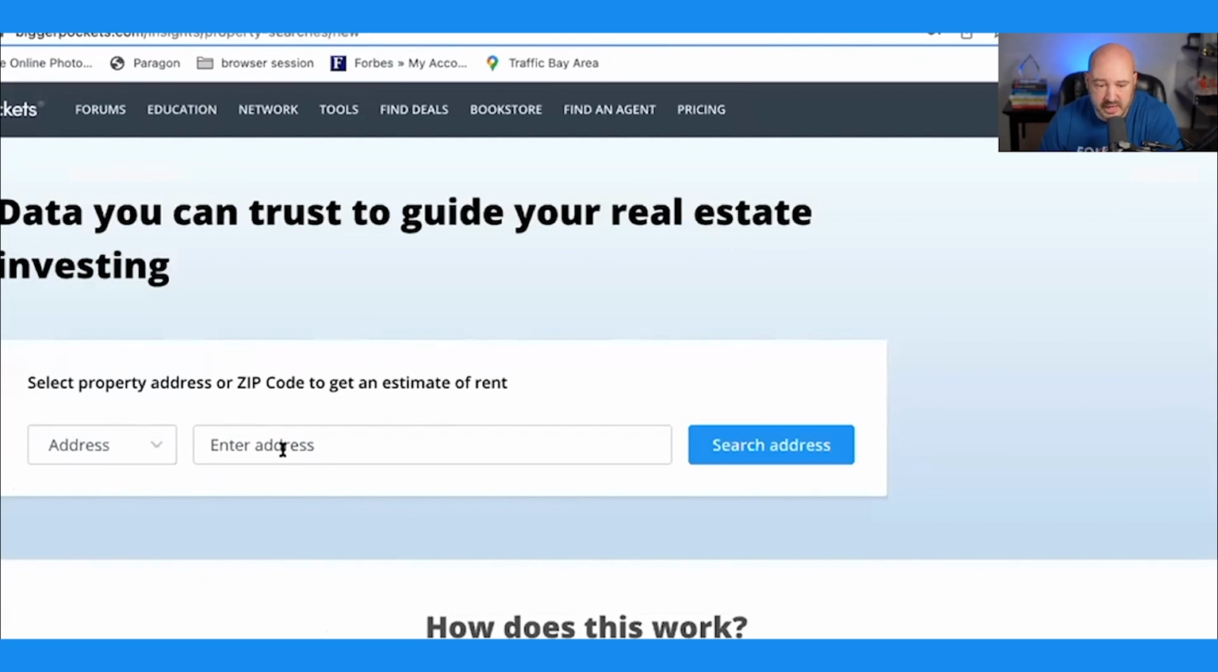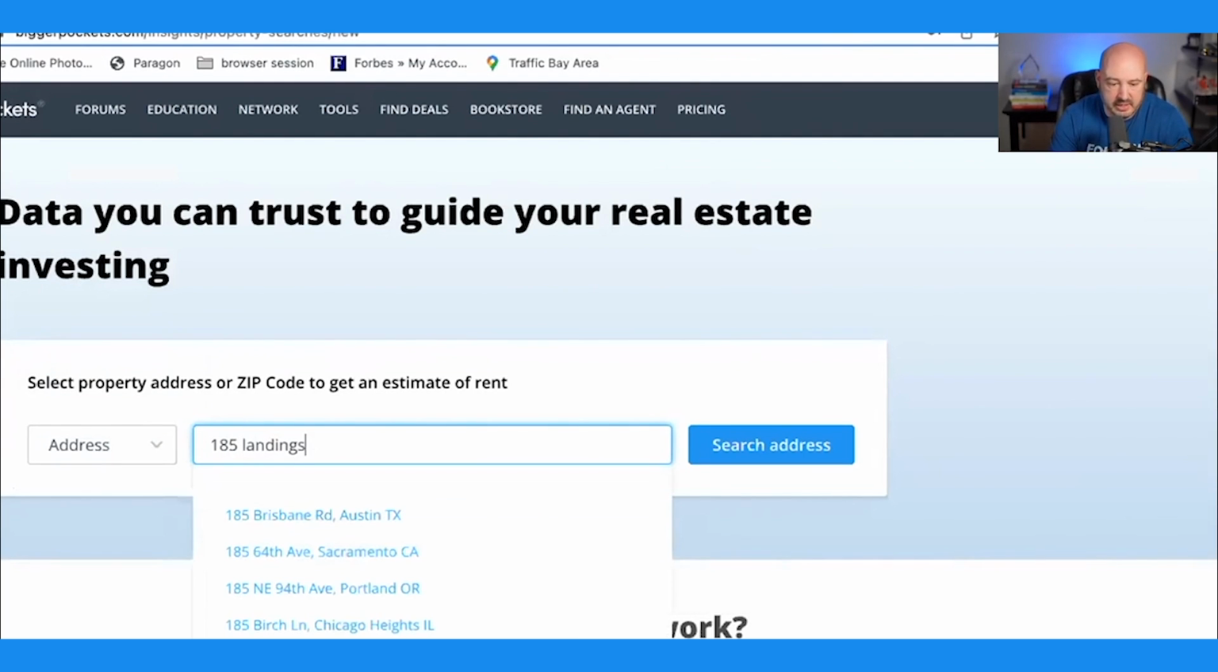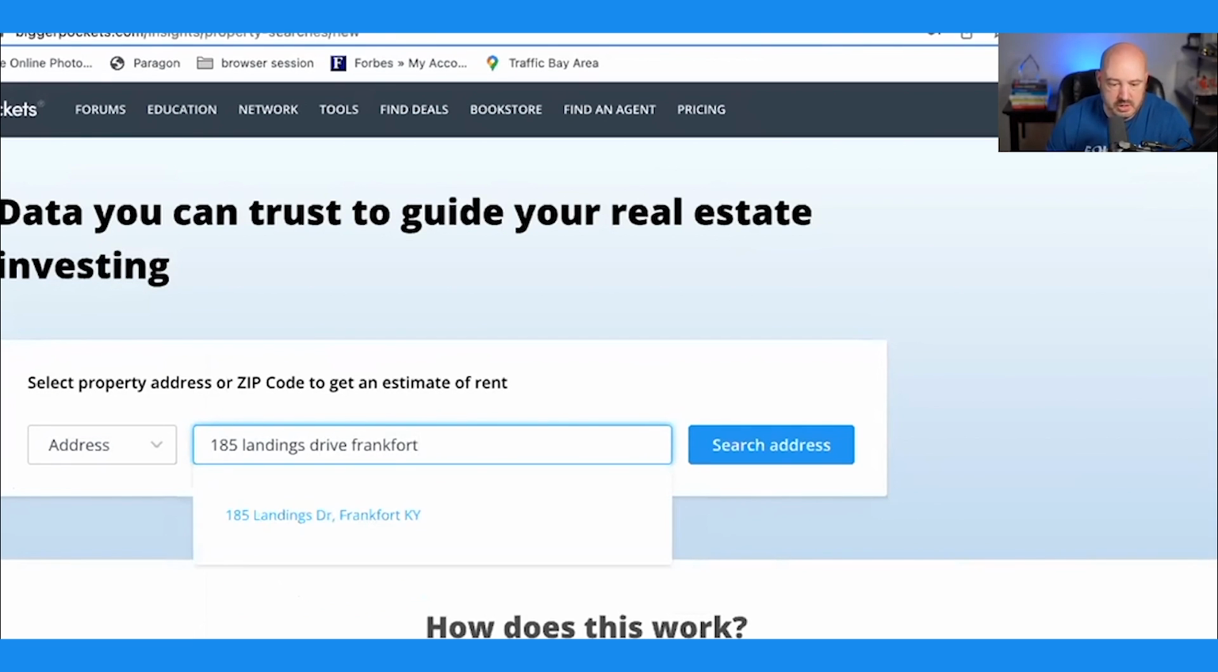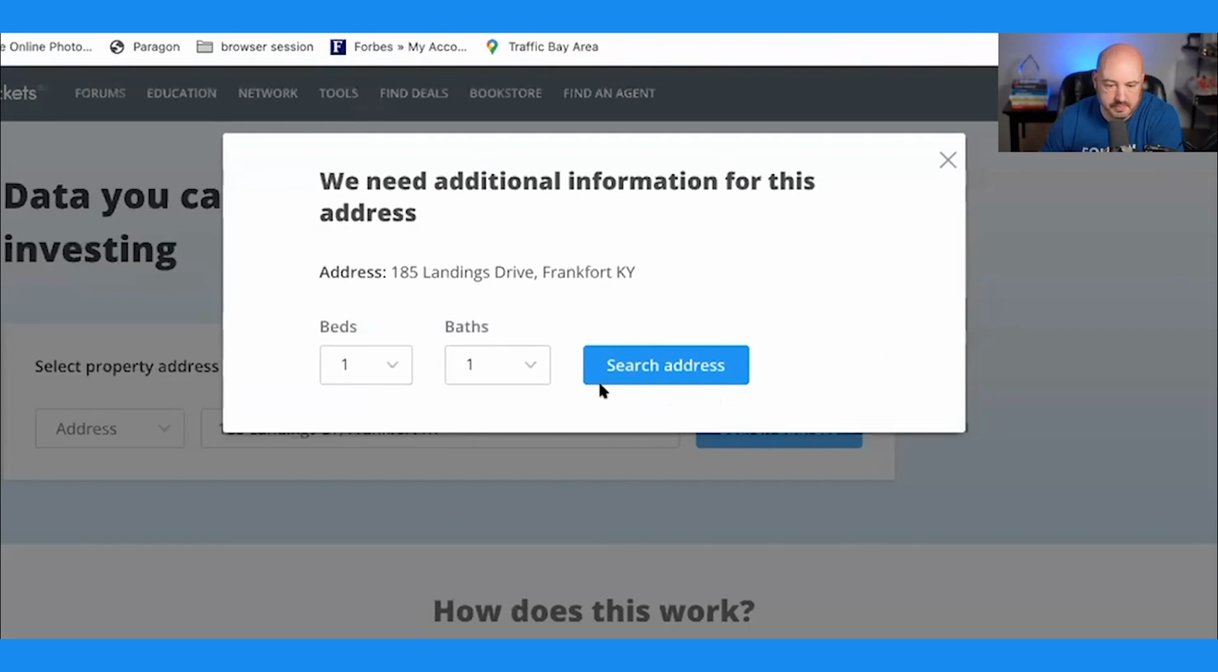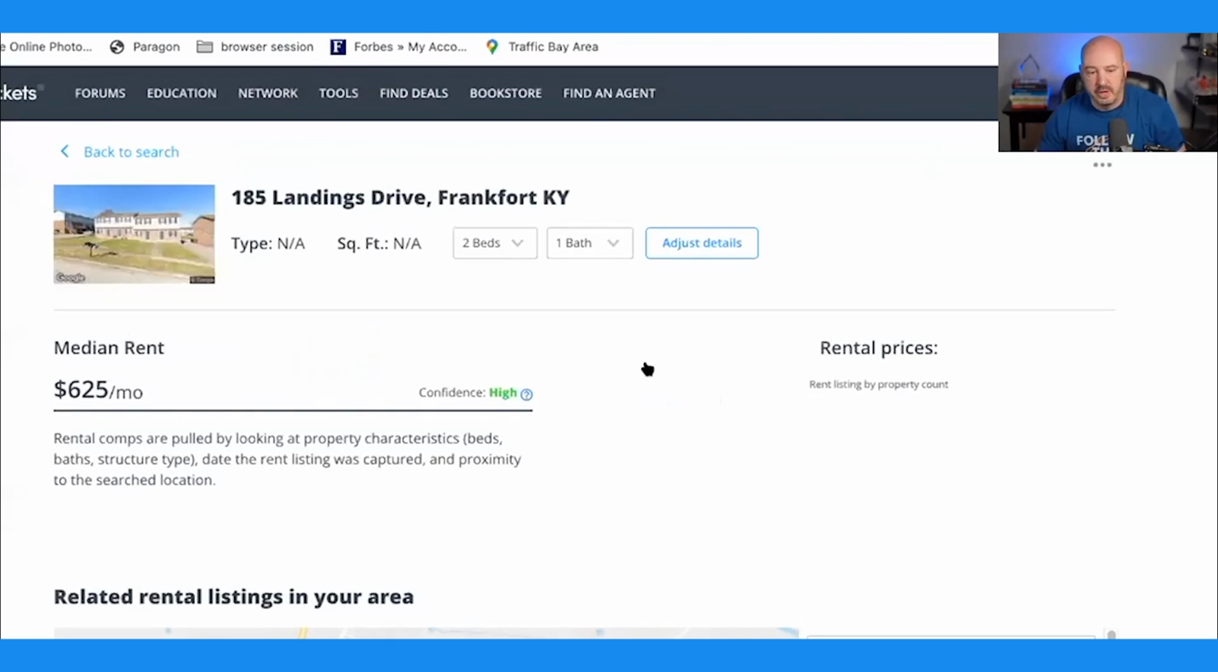So we're going to type in 185 Landings Drive, Frankfort. There it is. Click on the button, hit search address. Okay. 2 bedrooms, 1 bathroom, search address. This is what I wanted you guys to see. Thank you for being patient with the little login issues I was having there.